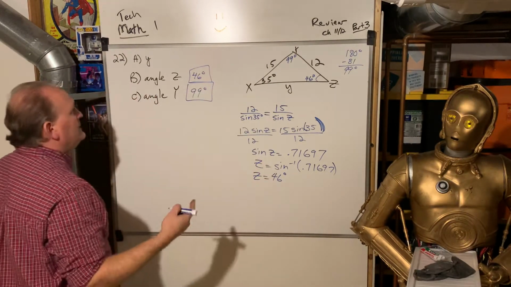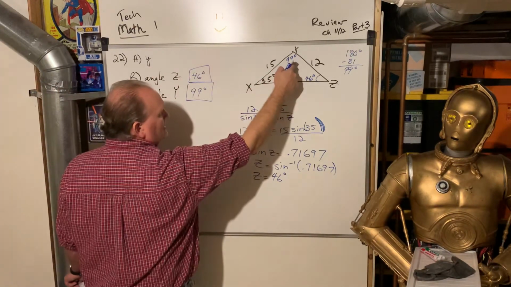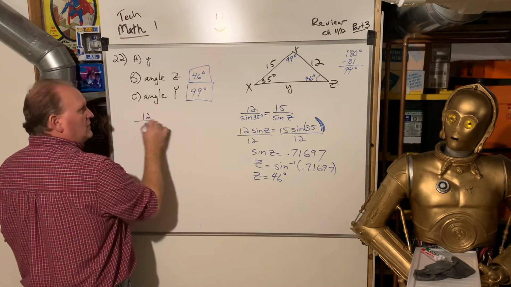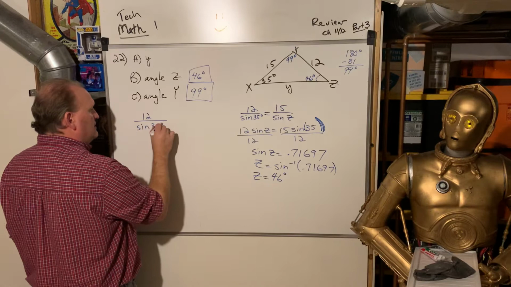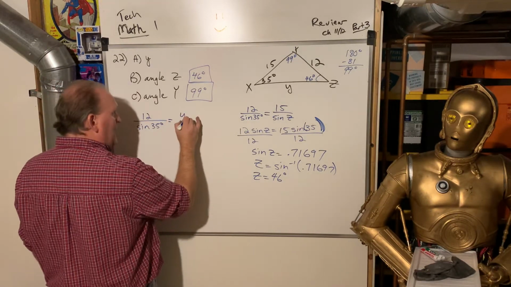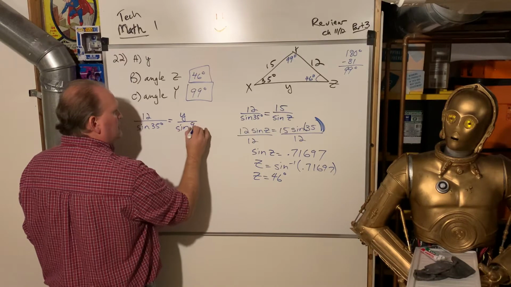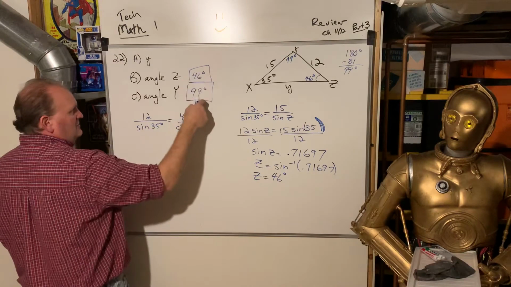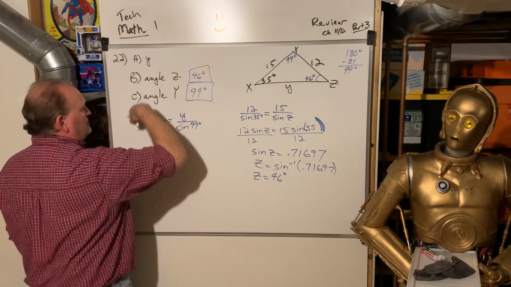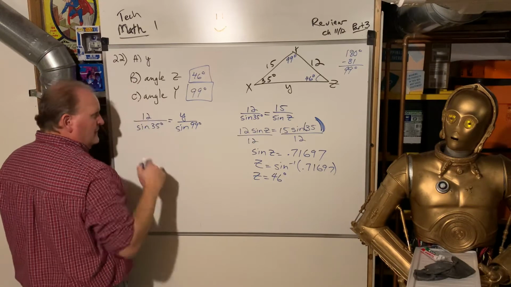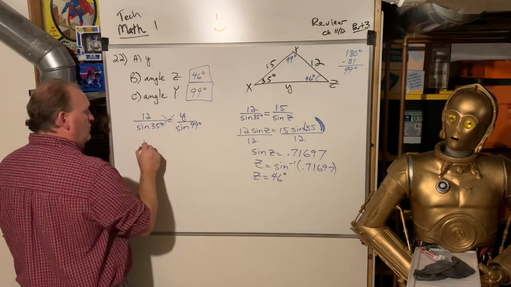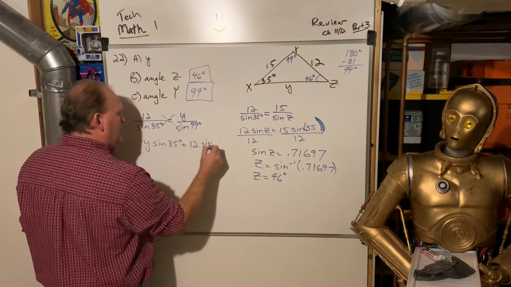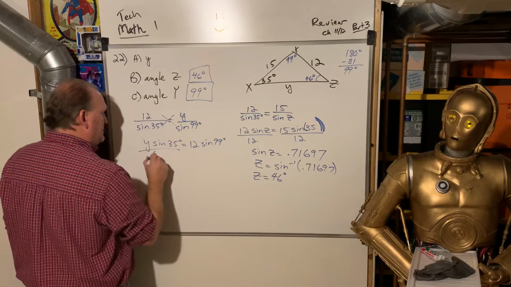And now we can find Y because we needed that 99 degrees. So we can say the 12 over the sine of 35 degrees is equal to Y over the sine of 99 degrees. We needed the angle opposite the side they wanted us to find. So we actually had to do these first before we could do that. So they should have called that A, B, and that one C. Oh well, cross multiply and solve. So Y times the sine of 35 degrees is equal to 12 times the sine of 99 degrees. And then we divide by sine 35.